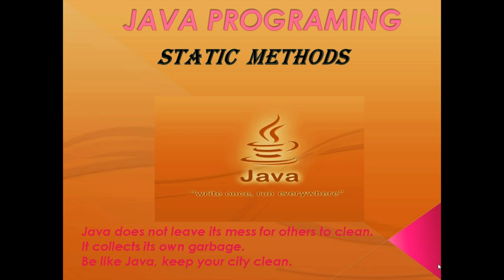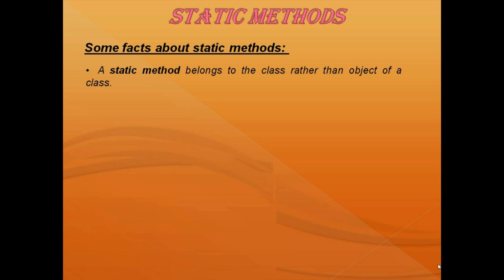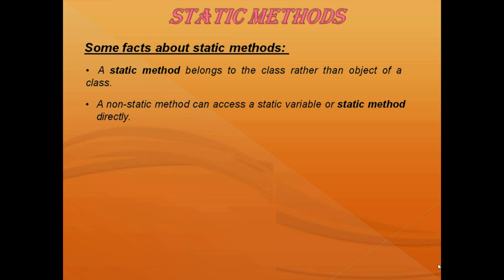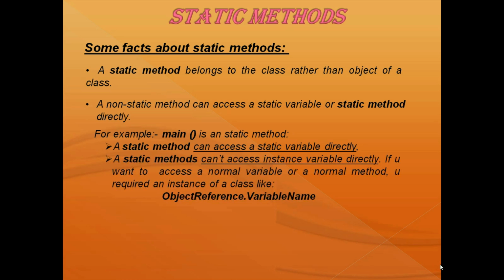So first, let's talk about some facts about static methods and we'll try to understand why we need them. Static methods belong to the class rather than the object of a class, same as static variables. A non-static method can access static variables or static methods directly. But a static method, for example the main method, can access static variables but not instance variables directly.